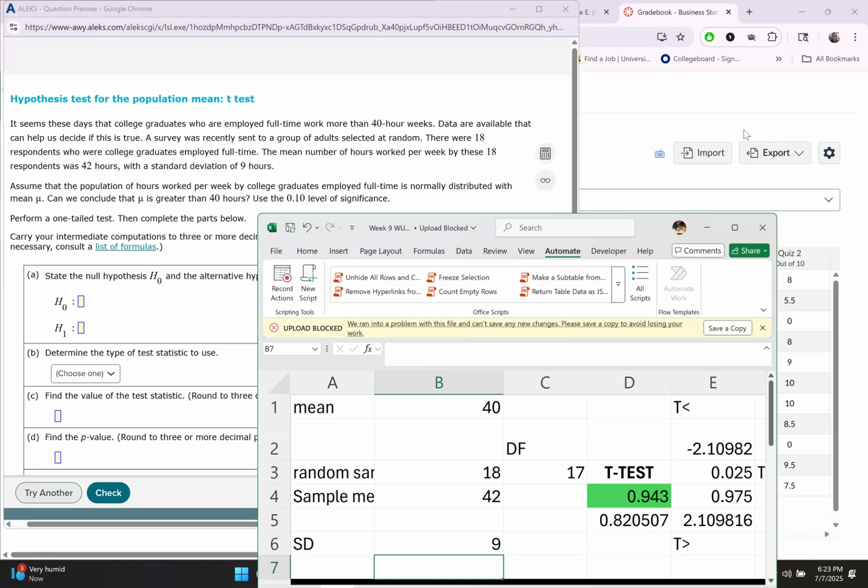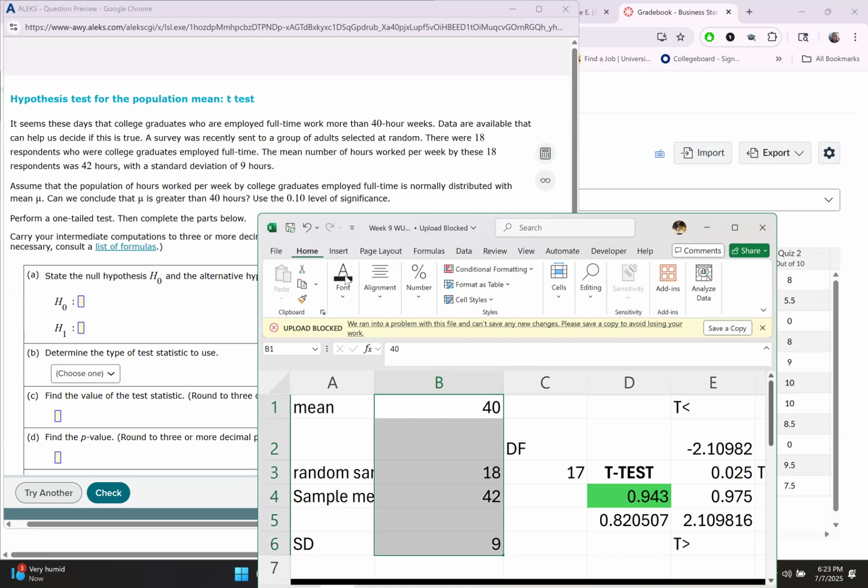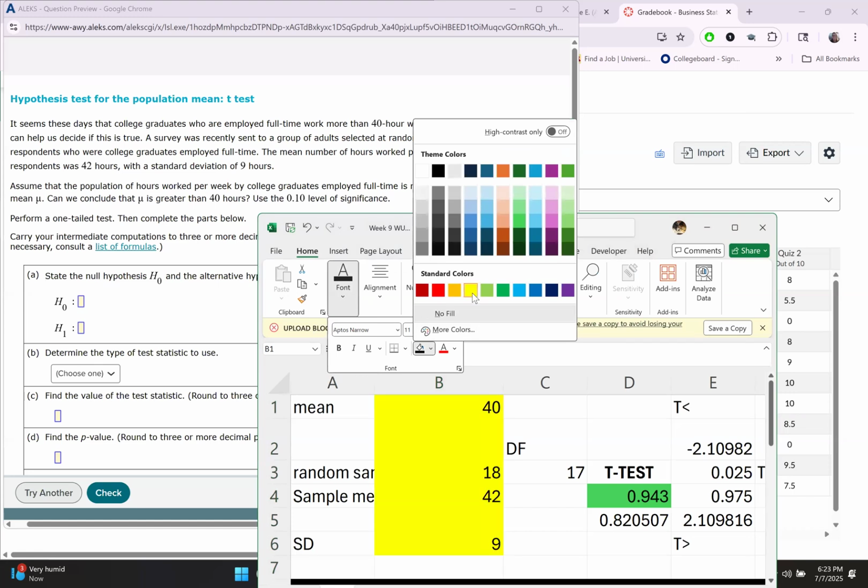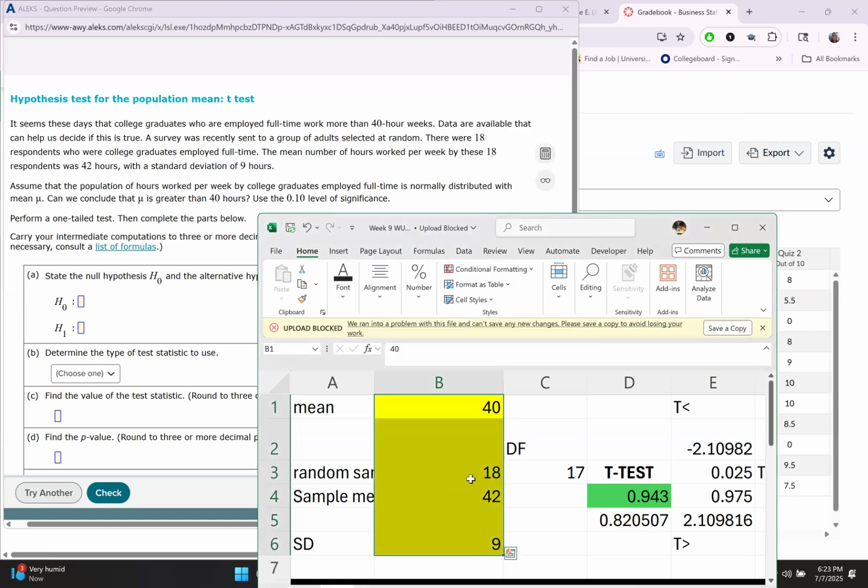So those are the only things you need to change right here: the mean, the random sample, the sample mean, and the sample standard deviation. The stuff that I'm going to highlight right now in yellow. That is the only stuff you need to change. The degrees of freedom is calculated for you. So it's 17. The t-test is already done for you.